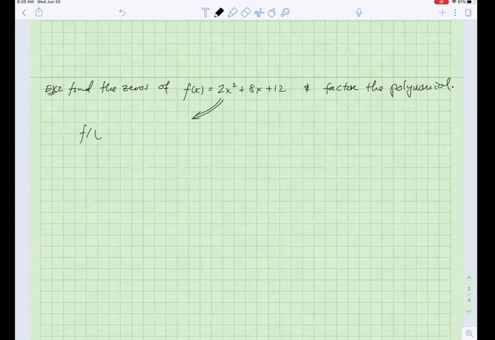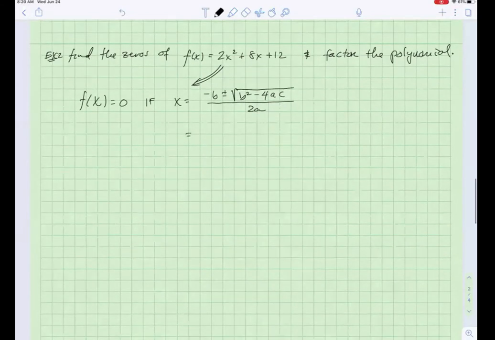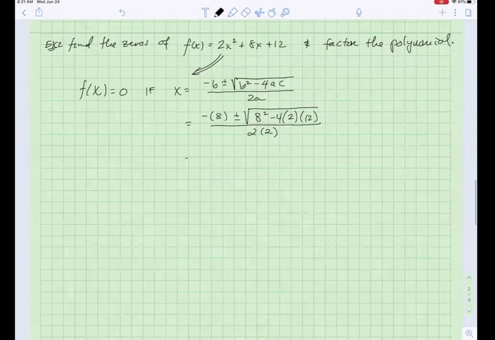F of x equals 0 if x equals negative b plus or minus the square root of b squared minus 4ac all over 2a, which here is equal to negative 8 plus or minus the square root of 8 squared minus 4 times 2 times 12 all over 2 times 2, which is negative 8 plus or minus the square root of 64 minus 96 all over 4, which is negative 8 plus or minus the square root of negative 20 over 4.